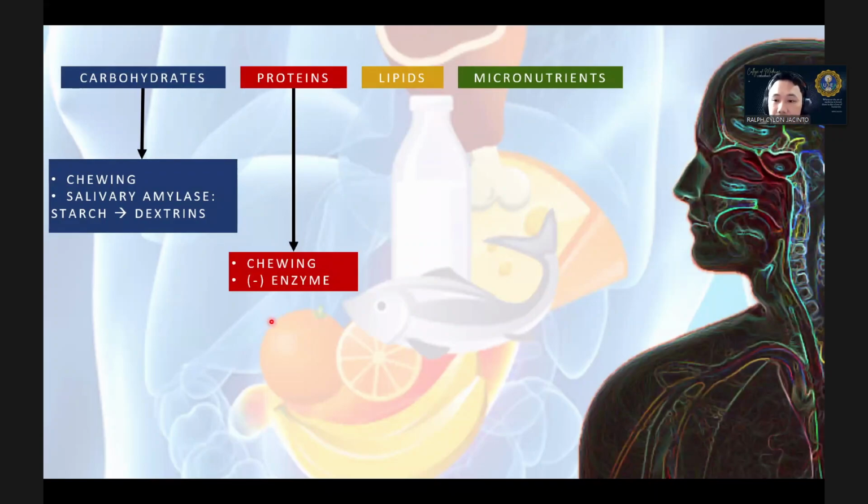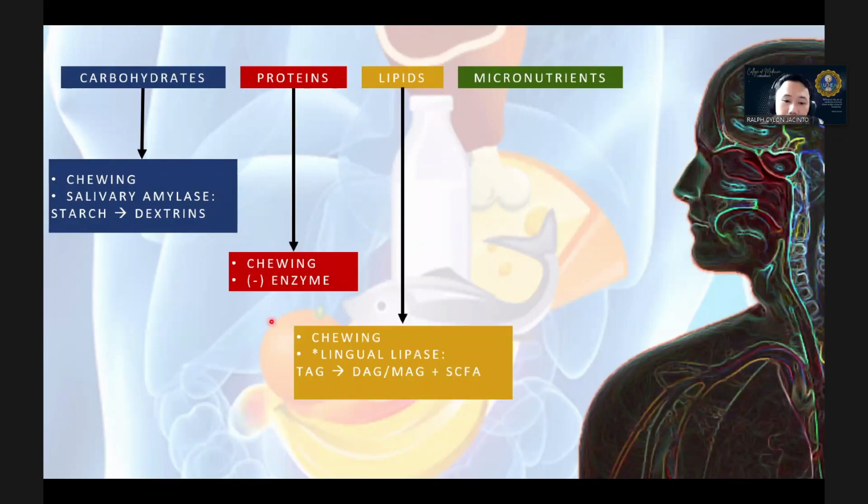Okay. Now, for the lipids, so again, we also have the process of chewing. We also have this lingual lipase, which is again from the salivary glands. And this lingual lipase would preferentially break down triglycerides that would contain your short chain fatty acids, such that the product of the reaction of your lingual lipase would be this one. So it preferentially releases your short chain fatty acids.